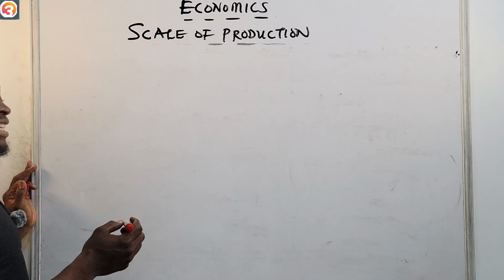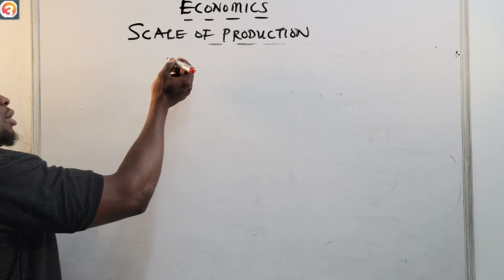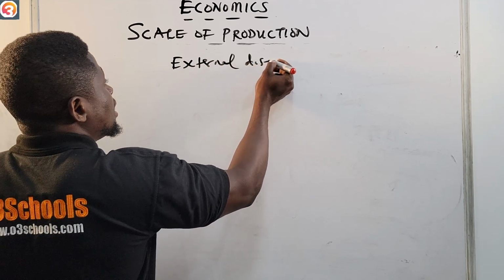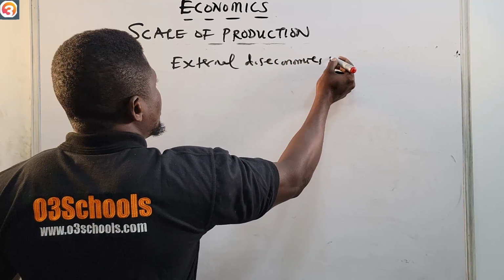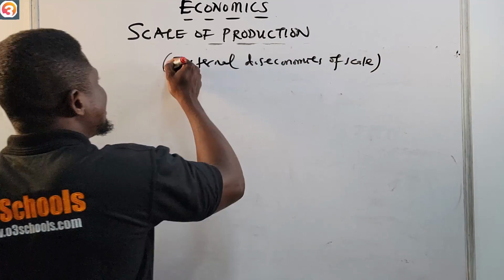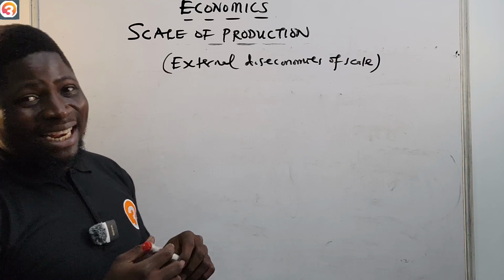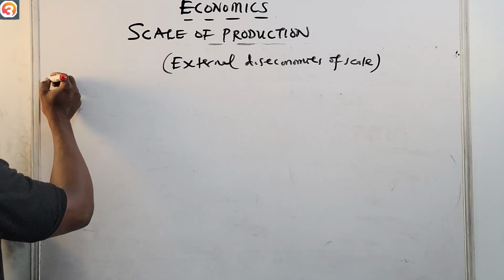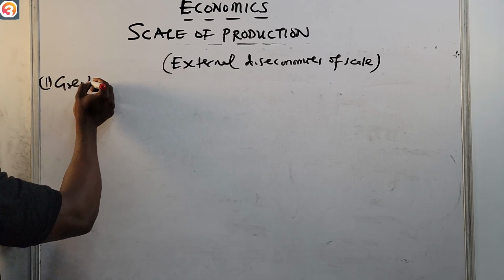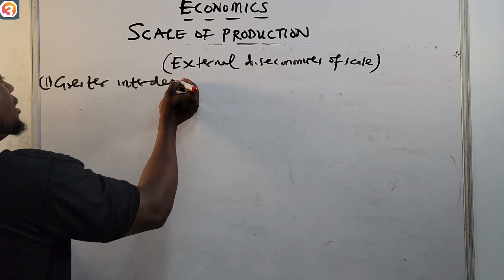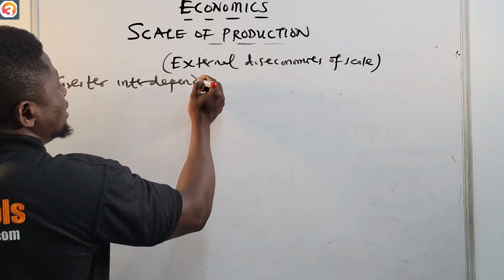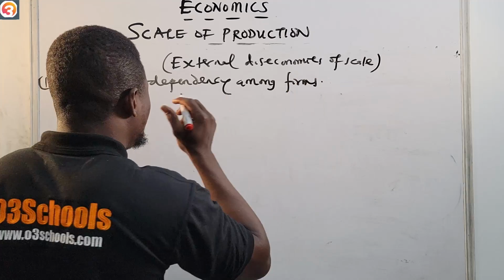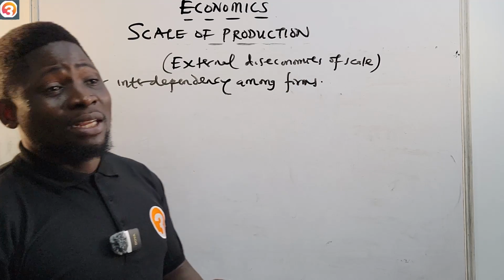So some of the disadvantages that they suffer, we call them external diseconomies of scale. There are disadvantages that firms suffer when they localize. Let us see some of the disadvantages. Number one, greater interdependency among firms. Because they are localized, they are in the same location.